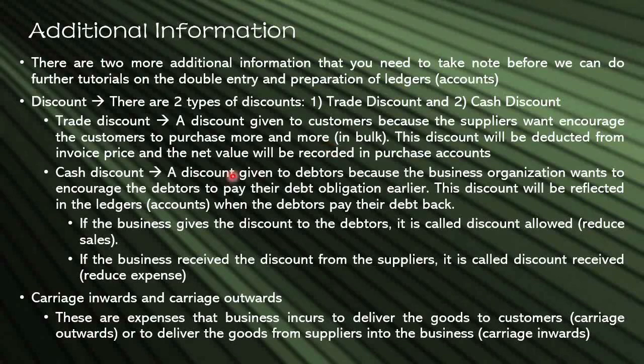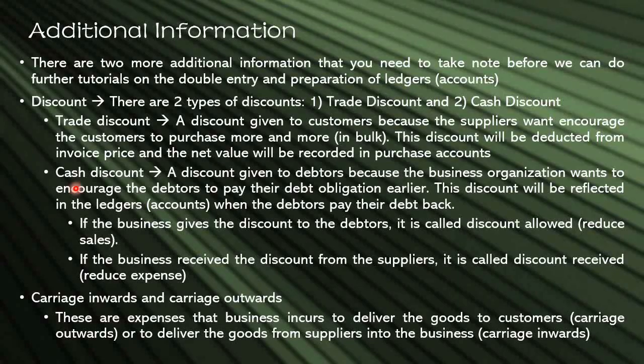Okay, the next type of discount is the cash discount. Cash discount is given to debtors because the business organisation wants to encourage the debtors to pay their debt obligation earlier. Okay, so biasanya bila kita bagi hutang dekat customer kita, kita akan cakap bayar dalam masa tempoh 30 hari. Okay, tapi kalau awak bayar dalam masa 10 hari, saya akan bagi awak lagi 2% discount. Okay, if they pay earlier than what they are supposed to pay, then they can pay less and less. So this discount will be reflected in the ledger account when the debtors pay the debt back. Nanti kita akan tengok macam mana ya kita record the cash discount ni.